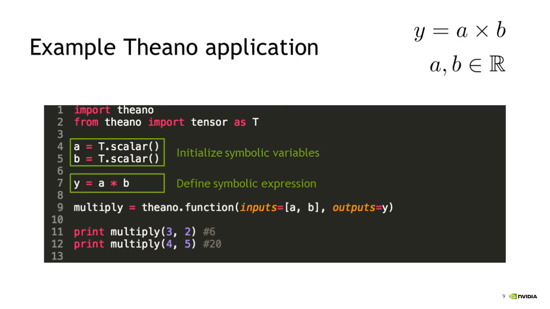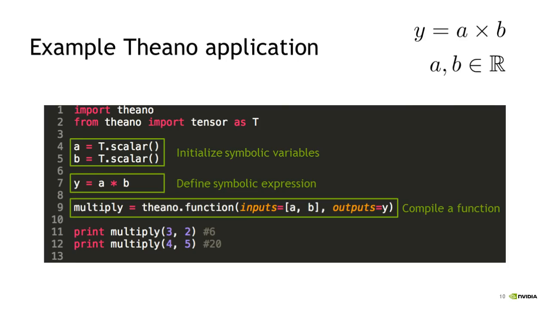But at the moment, we have no way of actually giving numeric values for a and b and finding out what y is. So this is where we have to compile a Python function using the Theano.function method that defines what the inputs are to the function and what the outputs are, and then Theano automatically uses the symbolic expressions to work out how you compute y from given values of a and b, and then we can apply that function to numeric values that we provide.